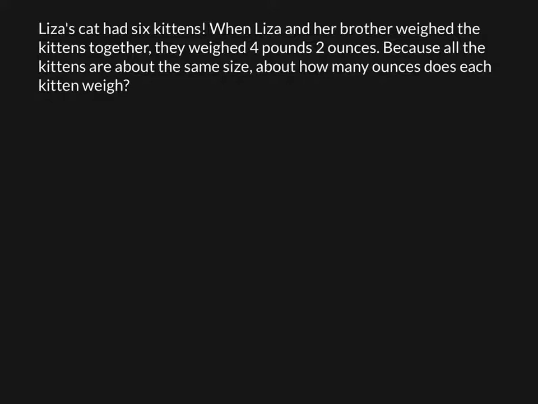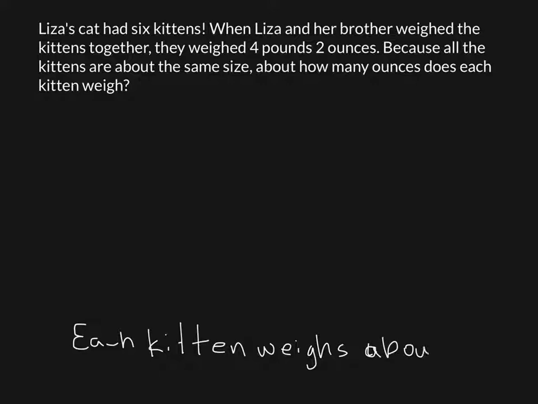So the first thing that I'm going to do is write my sentence for my answer. Each kitten weighs about blank, and up here it says I'm supposed to put my answer in ounces, and I'm going to abbreviate it down here so it will fit on my line. Each kitten weighs about blank ounces.